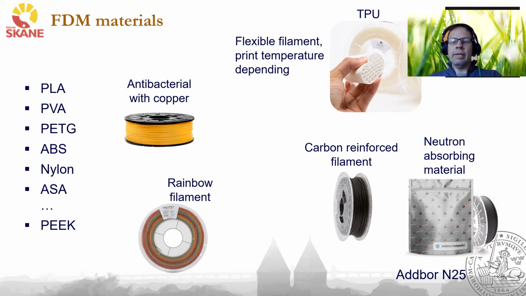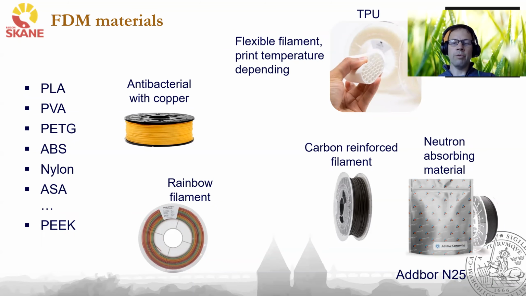But the PLA material can be recycled and manufactured from corn fibers. Top right is another filament. It's a flexible filament where the result of the print is a bit foamy, and how squishy this is depends on the printing temperature. And the bottom right is a pretty cool material that is neutron absorbing.